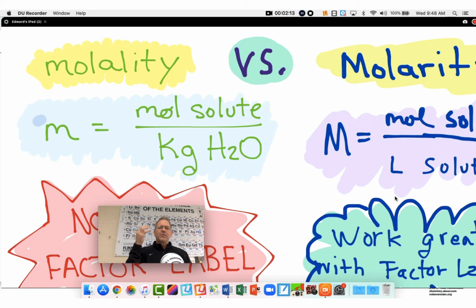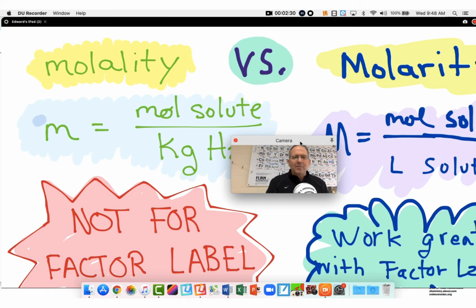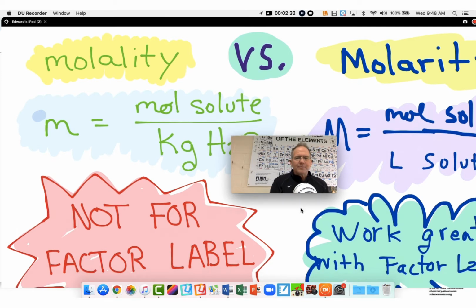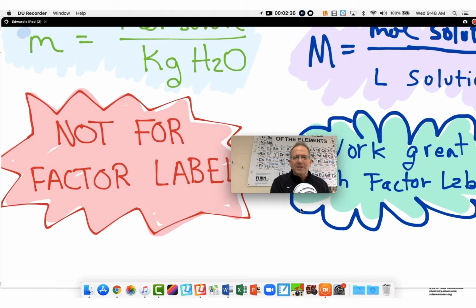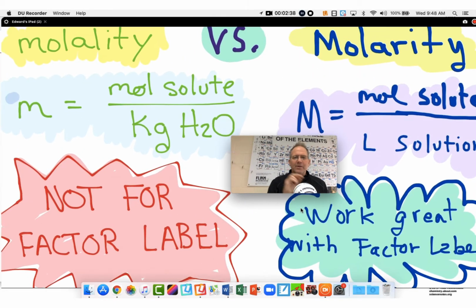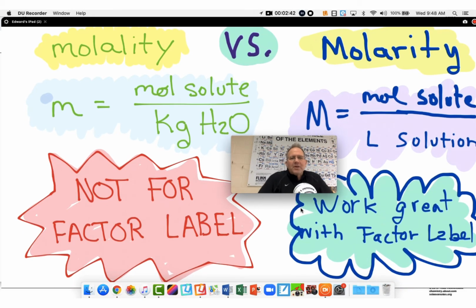We're worried about the mass of the solvent. It doesn't have to be water. In our case, we're going to use water every time. And its label again is little m. It works great for certain things, but it's not usually for factor label and balancing equations and that kind of thing. It's for a little bit different kind of chemistry, and we'll talk about that in a second.